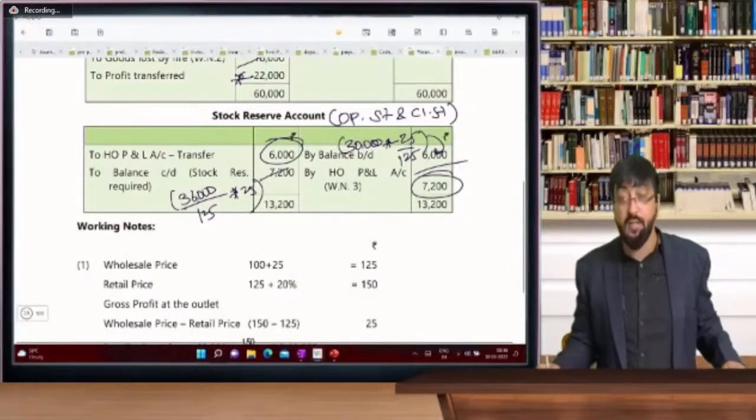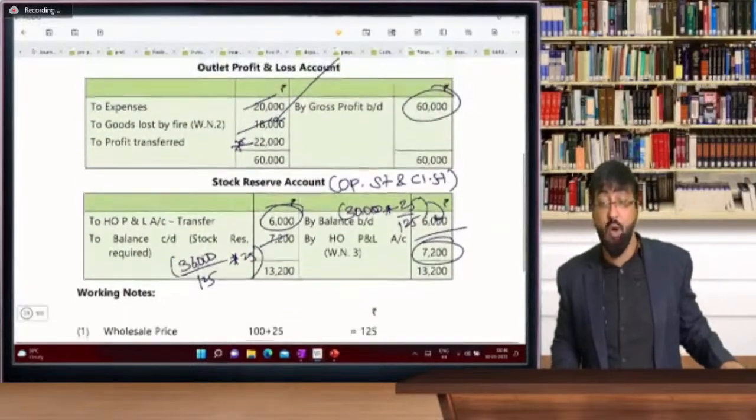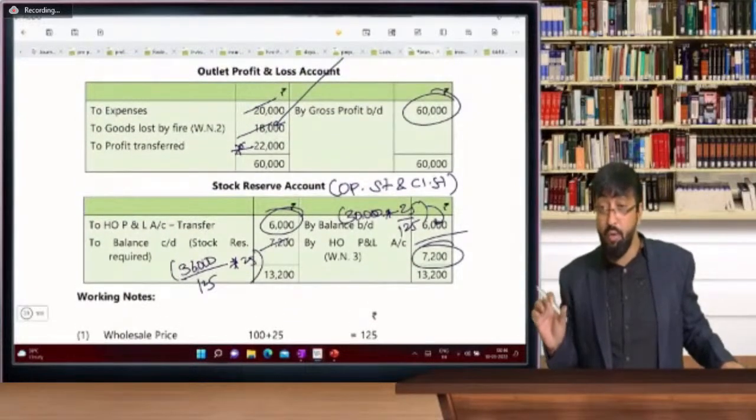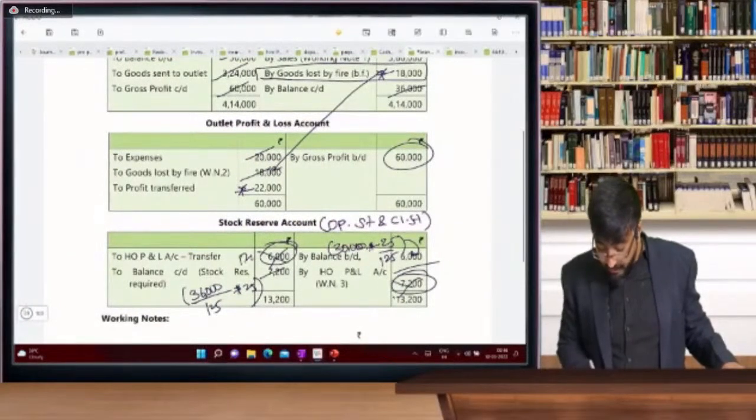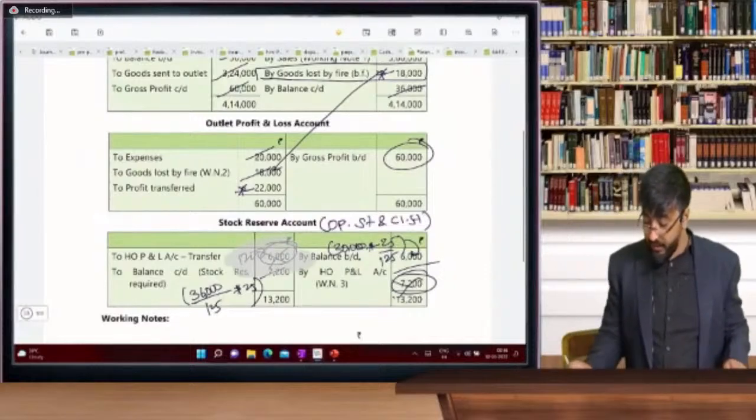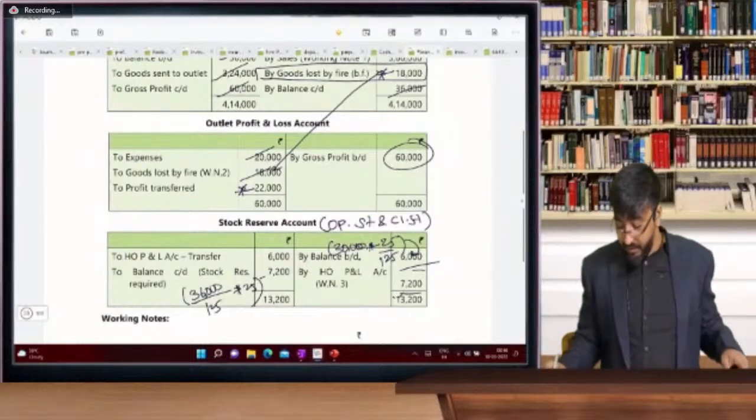I already explained you the concept that stock reserve we transfer. That difference today only we see that we transfer it to revenue account. So stock reserve balancing figure we transfer it to P&L. You can write 6,000, 7,200. Either you write this or you can directly write 1,200. Both answers are correct. In P&L account you can directly take the difference.